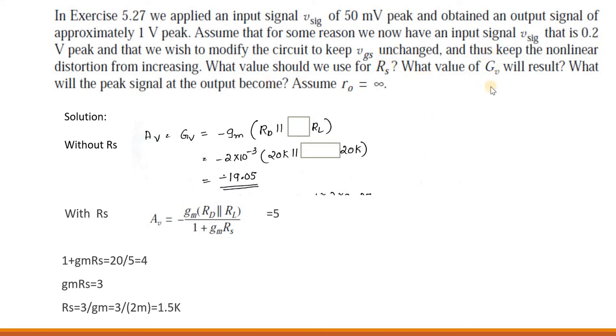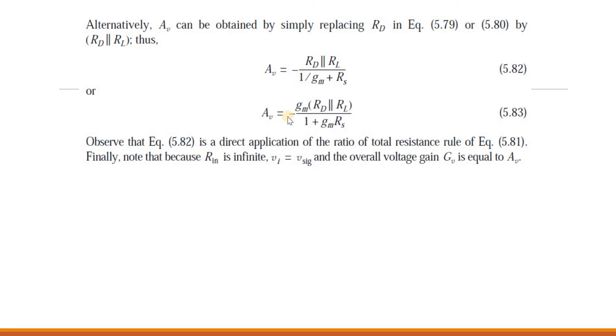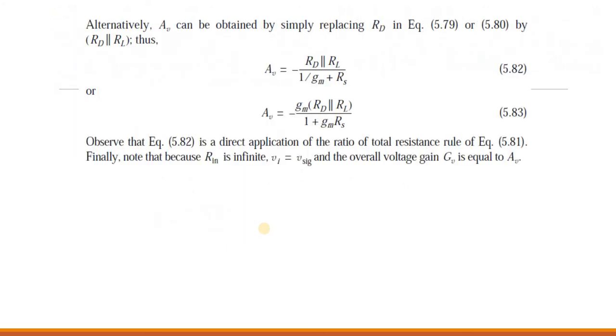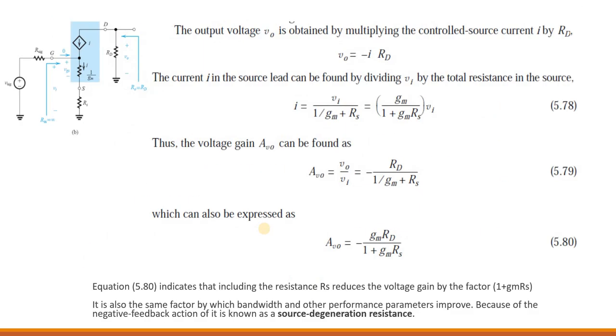You can calculate the GV by using this formula. GV is nothing but minus GM RD parallel to RL divided by 1 plus GM into RS. The new RS value you have got. Substitute that, and you will be obtaining the gain. The gain we have already calculated. It is 5, and the output voltage we have not calculated. That is minus I into RD. So what is I? I we know it is GM divided by 1 plus GM into RS, into VI.